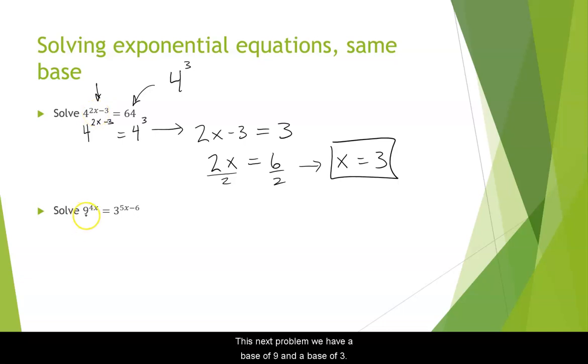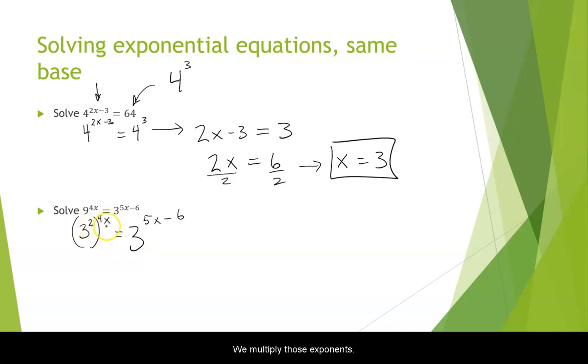This next problem, we have a base of 9 and a base of 3. I know that 9 can be rewritten as a base of 3 because 9 is just 3 times 3. What we have is 3 squared to the 4x power equals 3 to the 5x minus 6 power. In parentheses, when we have a power raised to a power, we multiply those exponents. This becomes 3 to the 8x power, because 2 times 4x equals 8x, equals 3 to the 5x minus 6.